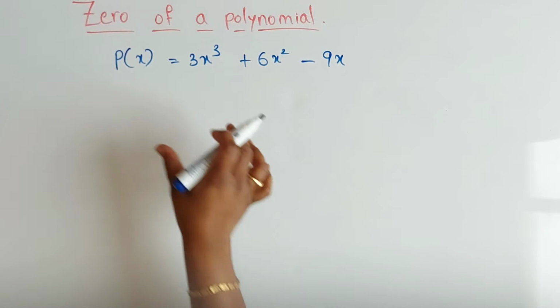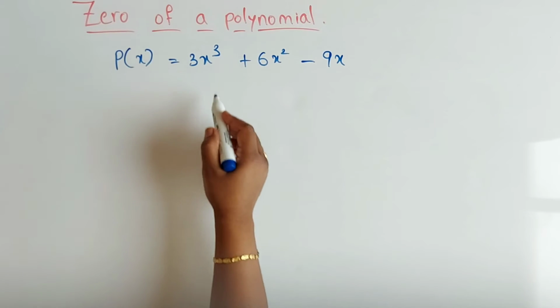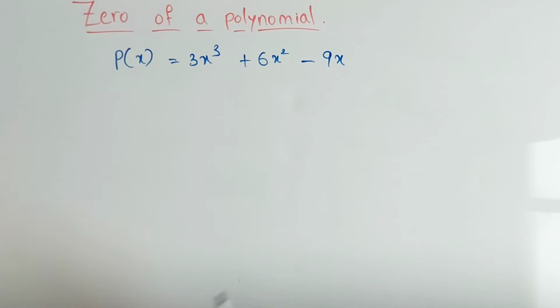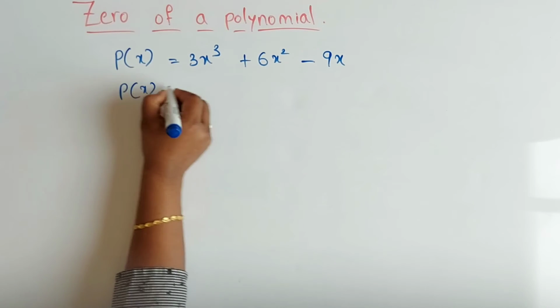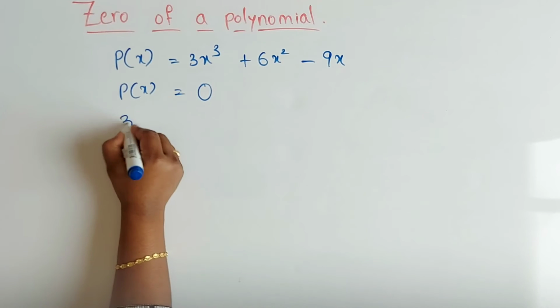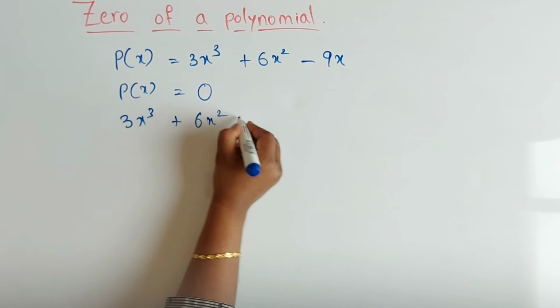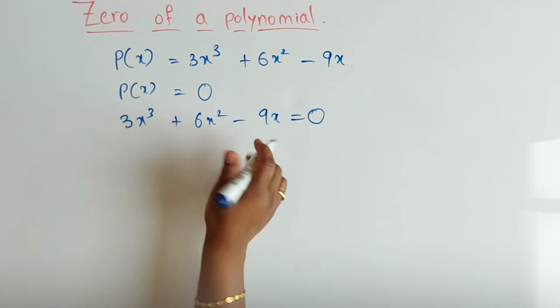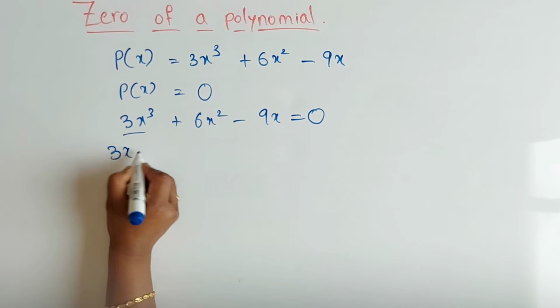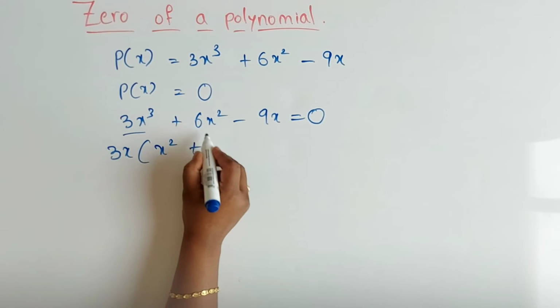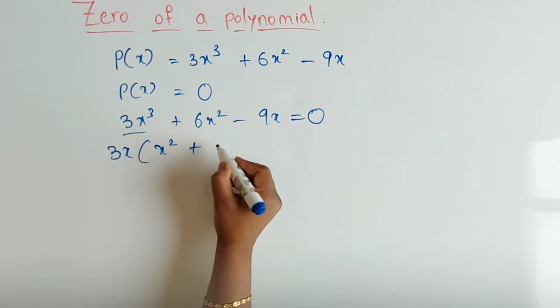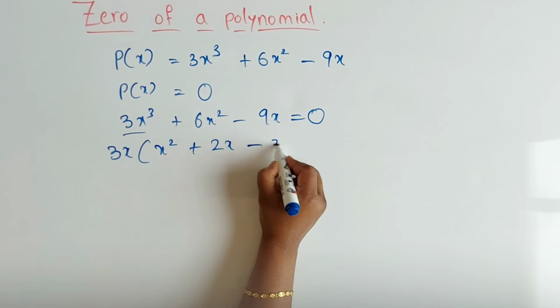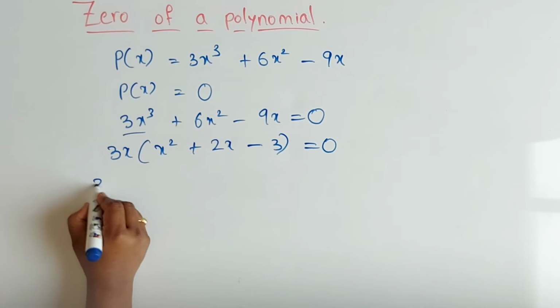Here we are taking a cubic polynomial, children. P of x equal to 3x cube plus 6x square minus 9x. Correct? Now we find the zeros of the polynomial for this cubic polynomial. What we have to do? Make P of x equal to 0. That means 3x cube plus 6x square minus 9x equal to 0. Now see all the terms. In all the terms we have 3x common. Let's write 3x outside. x square, if you take 3x outside, here 2x, here minus 3. This equal to 0.